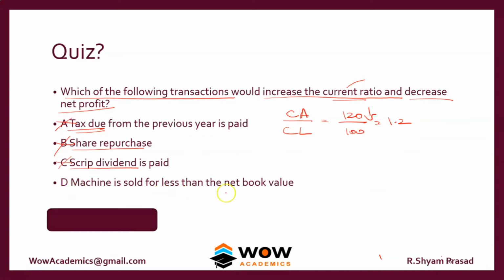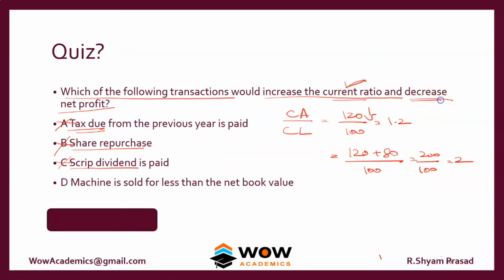Machine is sold for less than the net book value. The machine is a fixed asset, so it will not affect our current asset. But when we sell it, our current asset will increase. For example, if the machine is worth something like 80 rupees, our numerator will become 200. So 200 by 100 will give us 2. So this part of the question is correct.